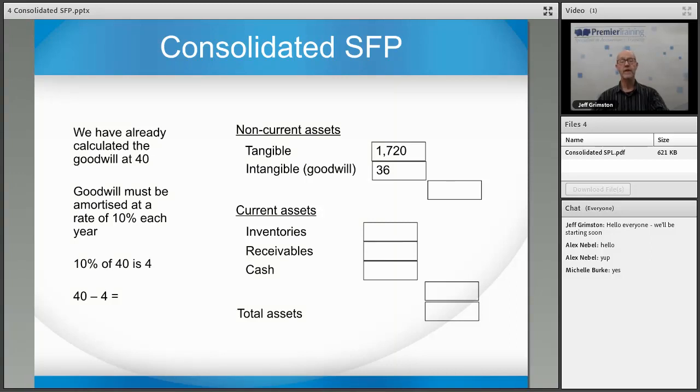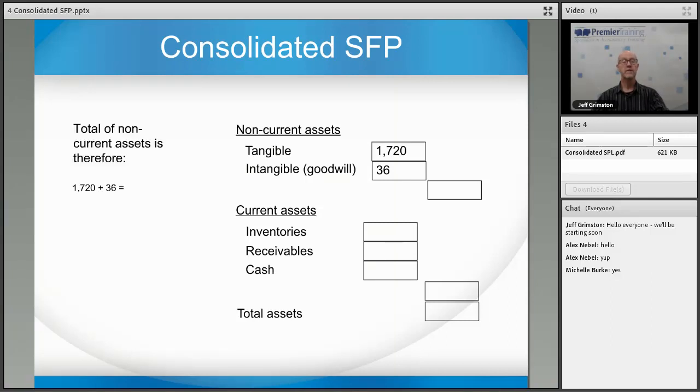Take 4 from 40 leaves 36. And now we can calculate our first subtotal. 1720 and 36, 1756. So far so good. If I'm going too fast, do shout up. And if we're all happy, we'll move on to current assets.